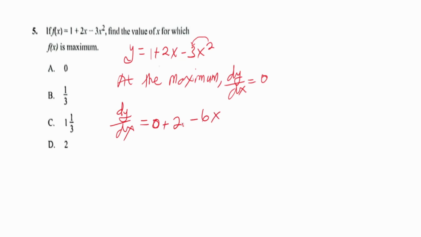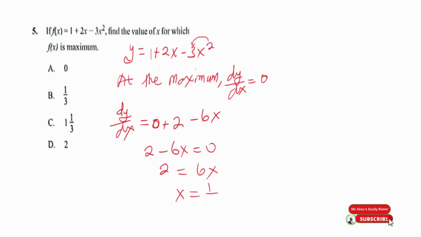Then I'll rewrite this in the next process where we equate dy dx to 0, and that gives us 2 minus 6x equal to 0. And then we solve for x now. By adding 6x to both sides, you're going to get 2 equals 6x, and dividing both sides by 6, you're going to have x equals 1 over 3. And looking through the possible answers, that becomes option B.